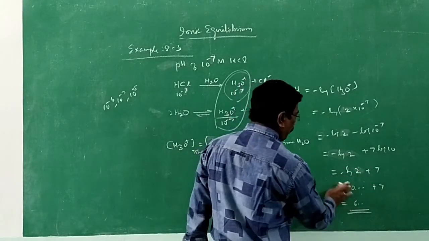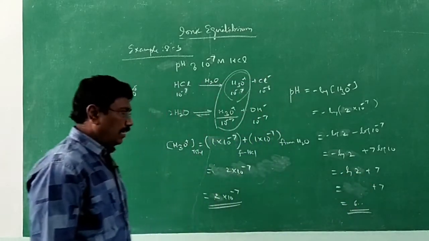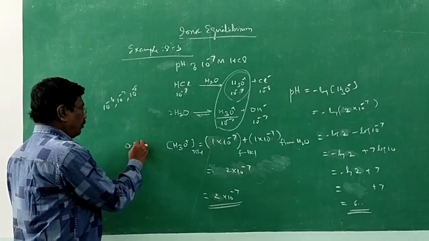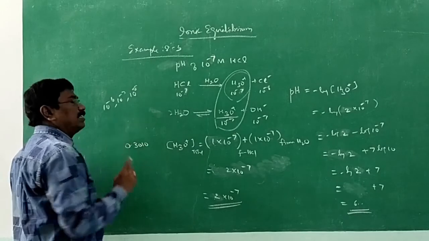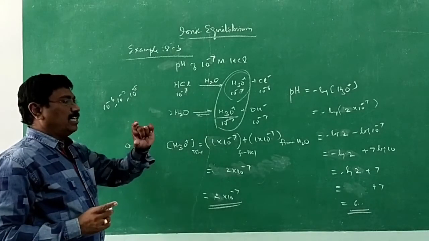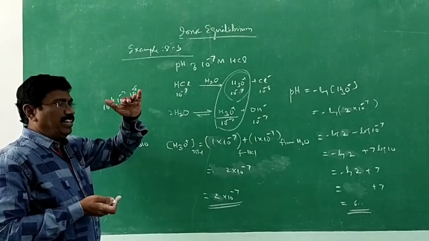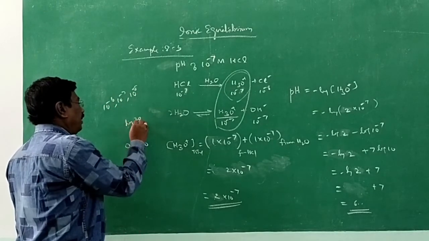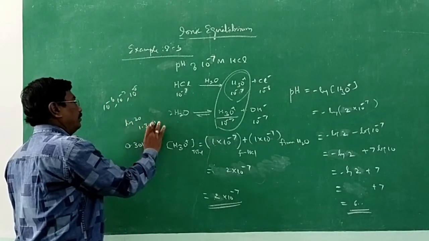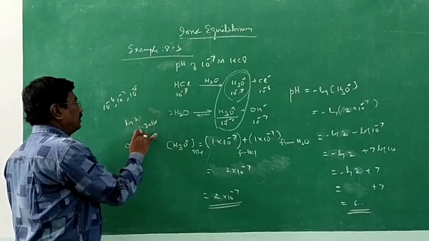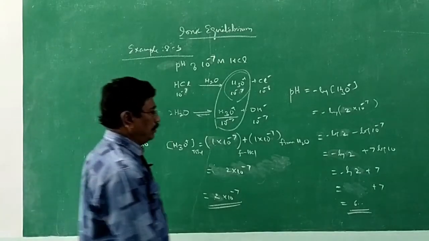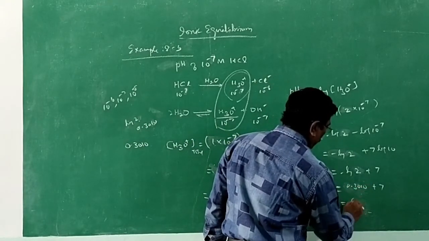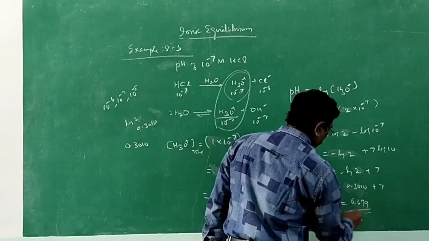What is the value of log 2? Of course, I know the value of log 2. It is very common, all the chemistry students should know. Log 2 is 0.3010. Because in volumetric analysis, we used to take 20 ml using a 20 ml pipette, and for log 20, it is 1.3010. For log 2, it is 0.3010. And the value will be 6.699. So that is the pH.